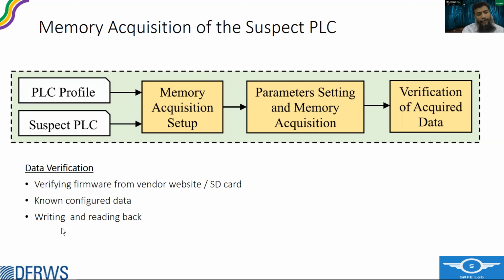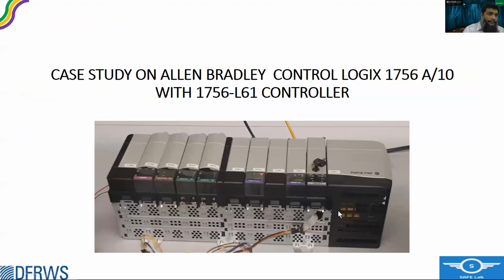The third approach is writing and reading back. Through JTAG, we can write to the memory content as well. So we write and then read back to verify whether we are writing it right and reading it correctly or not. That actually verifies the acquisition process.